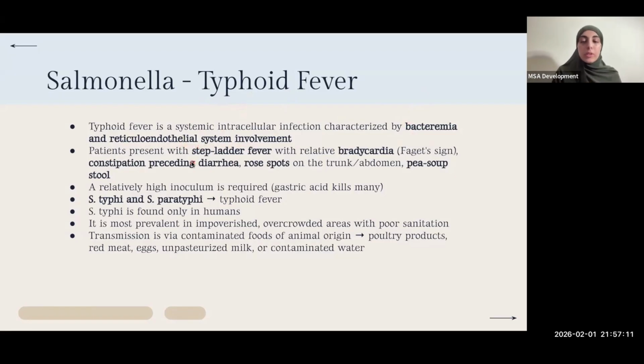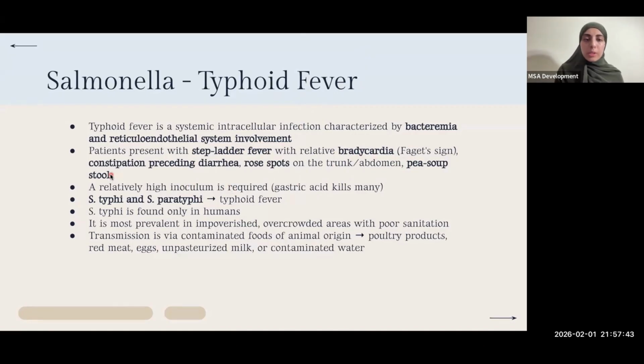The main feature of this disease from the name is fever, okay? Specifically, what's special about this fever is that it's a step ladder fever. And something very important is bradycardia. So if you know anything about fever, usually if someone has a fever, they have tachycardia. In typhoid fever, something different and unique is that the fever actually presents with bradycardia. And this sign is called Faget's sign, okay?